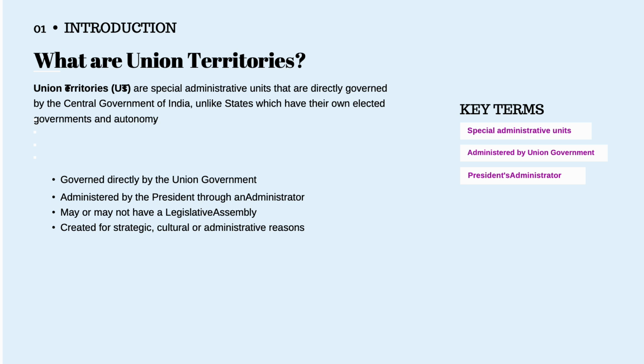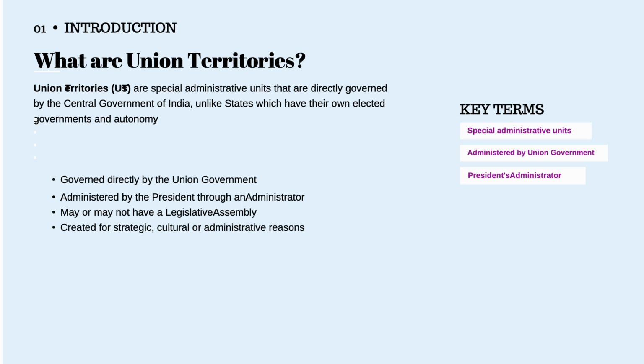Why is it controlled by the center? It mainly has to do with security. Usually union territories are situated in places that are politically very sensitive. We have Delhi, which is the capital of India, and then we have Puducherry, which is in a coastal area. We have the Andaman and Nicobar Islands and so forth. So it was necessary for the center to directly control these territories, which is why they called it Union Territory.